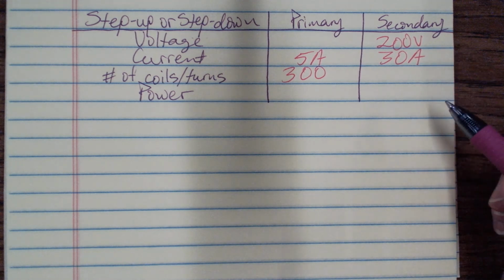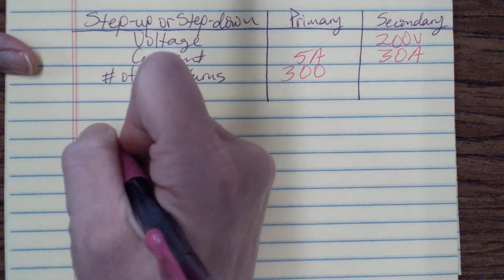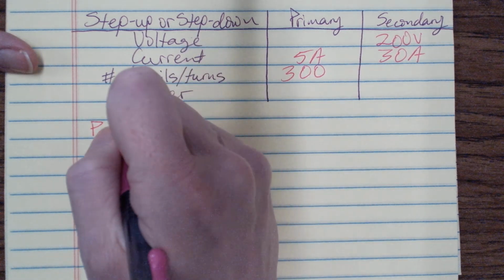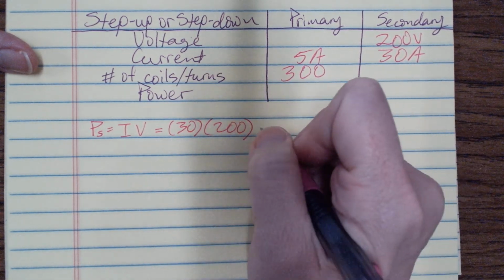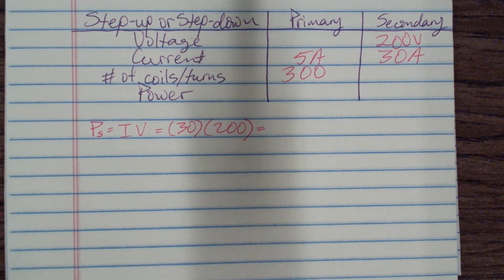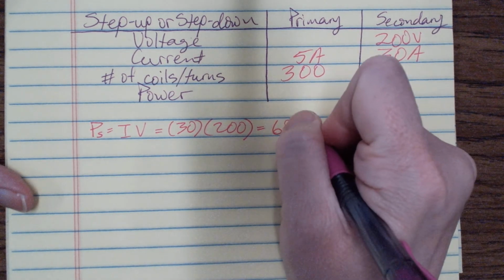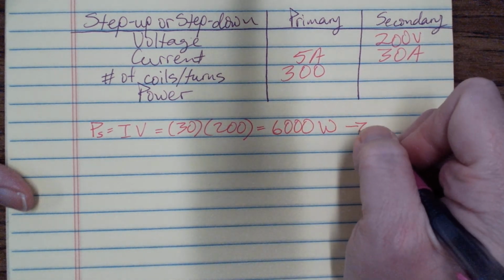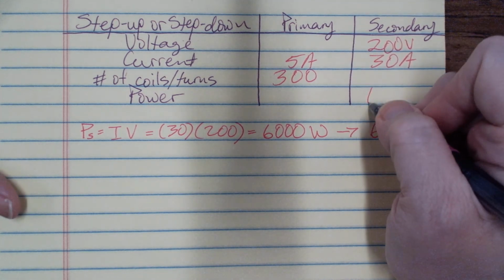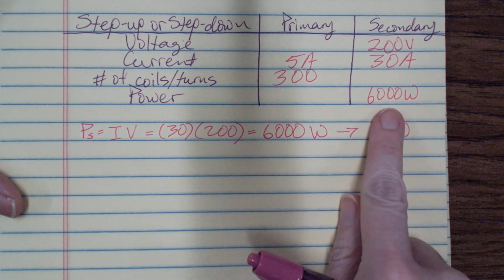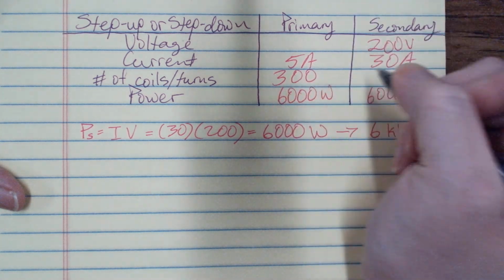So I can probably start by figuring out the power on my secondary coil. So my power on the secondary coil is going to be I times V. Well, I is 30, V is 200. Okay, and so we stick that in our calculator. All right, so 30 times 200, and you get 6,000. So 6,000 watts, okay, which is also known as 6 kilowatts. So my secondary is 6,000 watts. So that means my power is conserved, okay? So my primary power is 6,000 watts as well, okay?